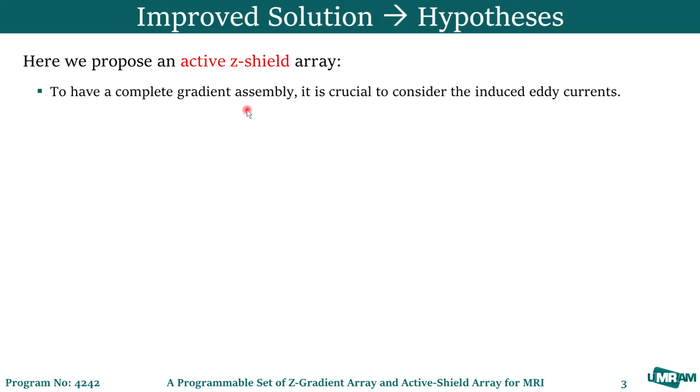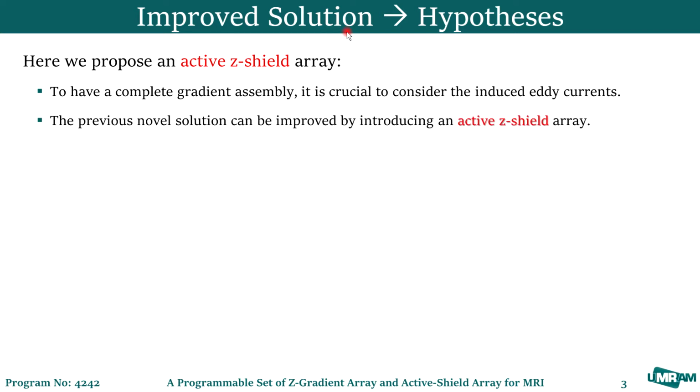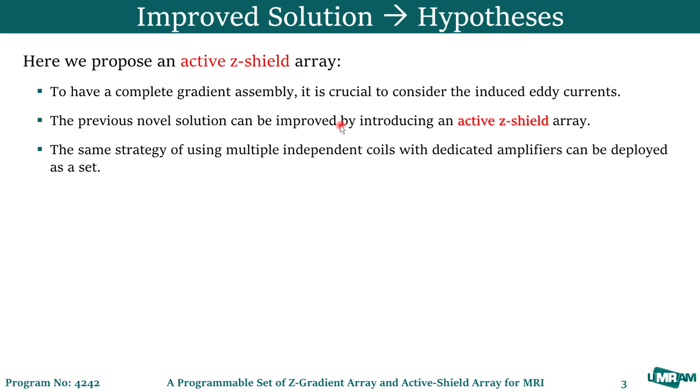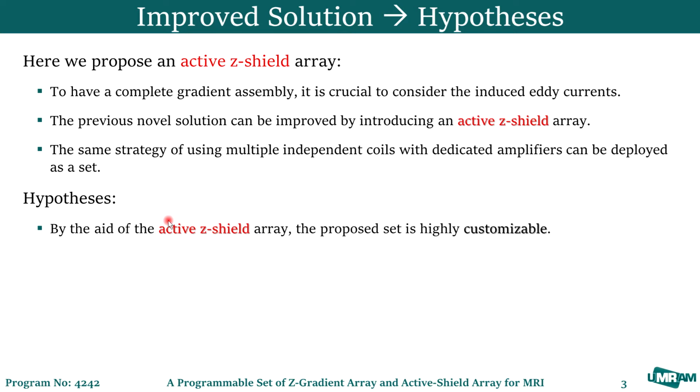To have a complete gradient assembly, it's crucial to consider the induced eddy currents. The previous novel solution can be improved by introducing an active Z-shield array. The same strategy of using multiple independent coils with dedicated amplifiers can also be deployed here. And as the hypothesis, with the aid of the active Z-shield array, the proposed set is highly customizable.